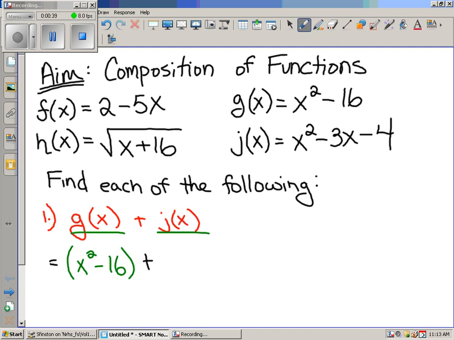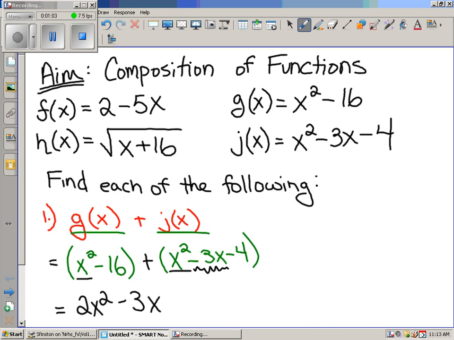Very nice. So I'm going to put that in parentheses. X squared minus 3x minus 4. And then what do we do? We're just going to add them together. That's it. And so check this out. I got 2 of these. So I got 2x squareds. I got only 1 of the x's, so minus 3x. And then left over, I got negative 16. What's negative 16 minus 4? Negative 20. End of story.